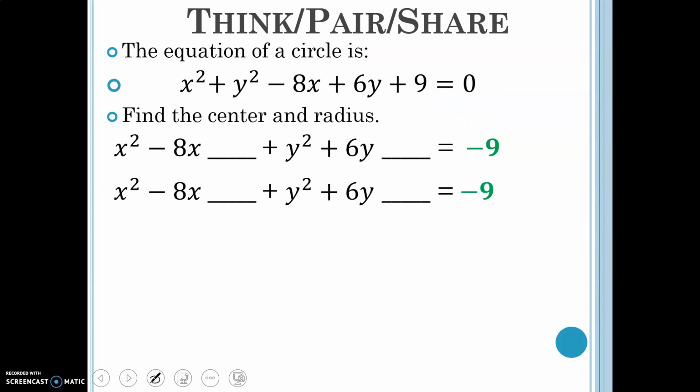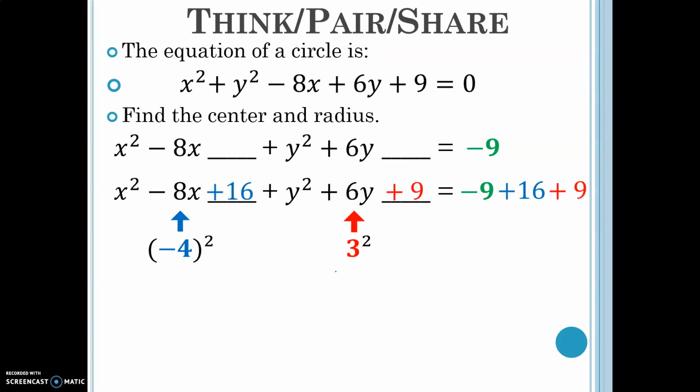All right, so now we're going to take half of negative 8, which is negative 4 again, and square that, which is 16. We're going to take half of 6, which is 3, and square that, which is going to be 9. So we are going to add 16 and 9, again, to both sides. Don't forget to add it to the right side as well.